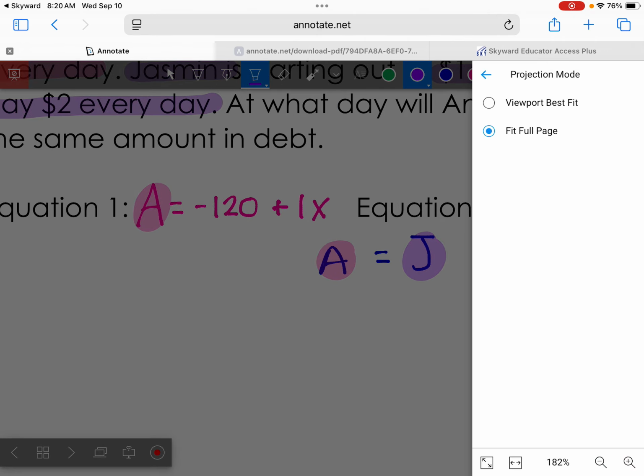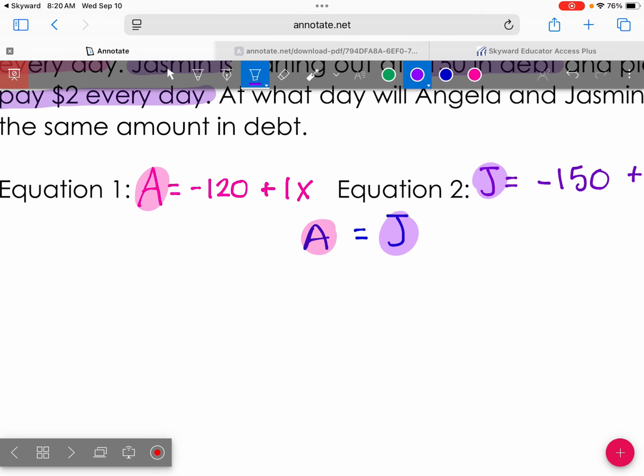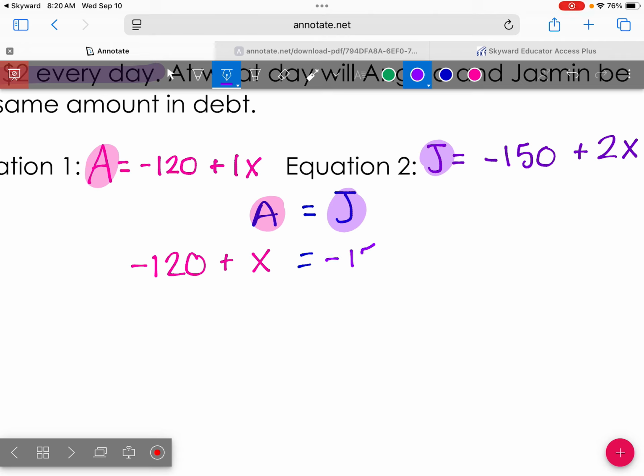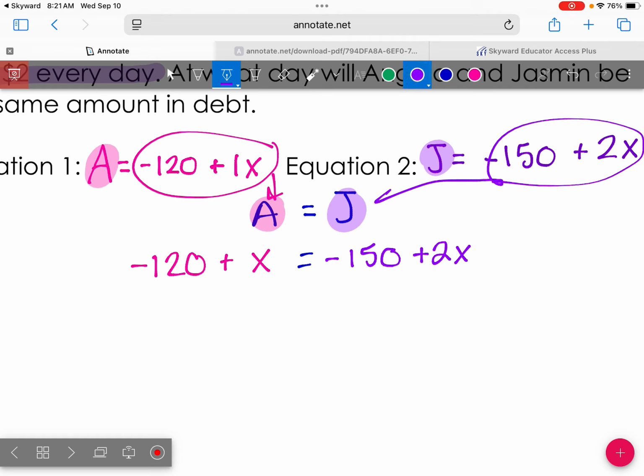I'm going to change my view just a little bit so I'm not writing at the very bottom. I'm going to substitute those two pieces in so I can try and figure out where Angela and Jasmine have the same amount of debt. So I know that Angela is at minus 120 plus 1x. You don't have to put the 1, but you can. And we know that's going to equal Jasmine at that negative 150 plus 2x. So I've substituted this one in for A, and I substituted this one in for J. I can substitute them both in here. I want to know when they equal each other.